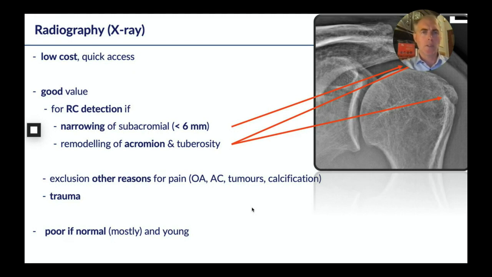What kind of modalities do we have available for our patient? First of all, it's radiography. It's inexpensive, easily accessible. It has a good value for cuff detection, but only if we have a narrowing of the subacromial space and remodeling of the acromion and tuberosity. It may also serve to exclude other reasons for the pain, like osteoarthritis. It may have some value for trauma. However, if it's normal, it has a poor value for detection of cuff tears.